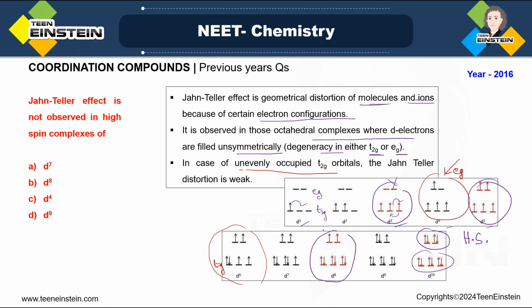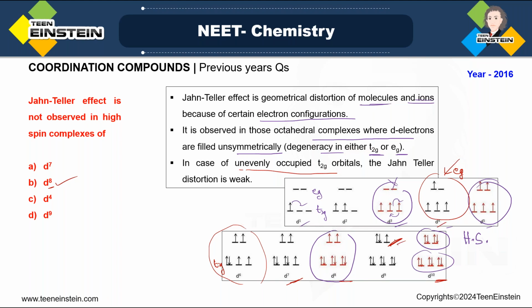So Jahn-Teller effect will not be observed in which case? When it is d7, see, in d7 there is unsymmetrical arrangement in t2g, so it is possible here. In d8 you can see it is red and it is symmetrical, so here it is not possible. This should be the correct answer. In d4 there is unsymmetry in eg. In d9 there is unsymmetry again in eg.